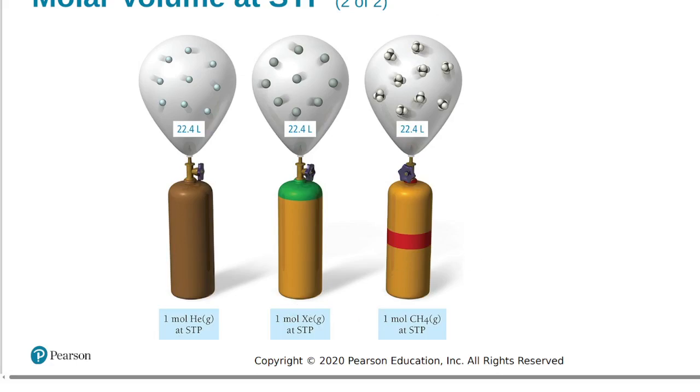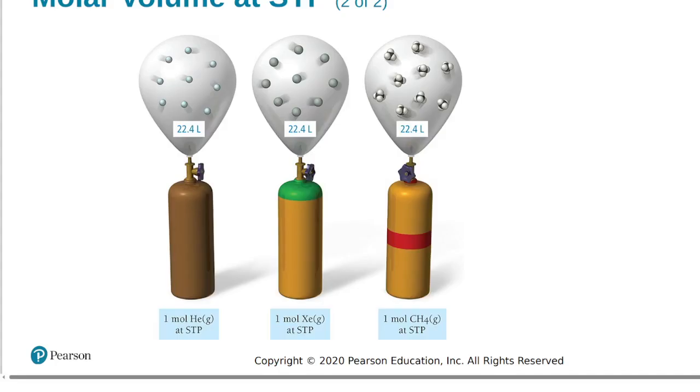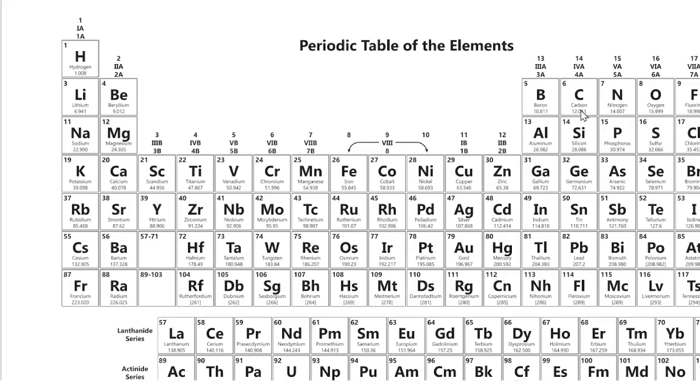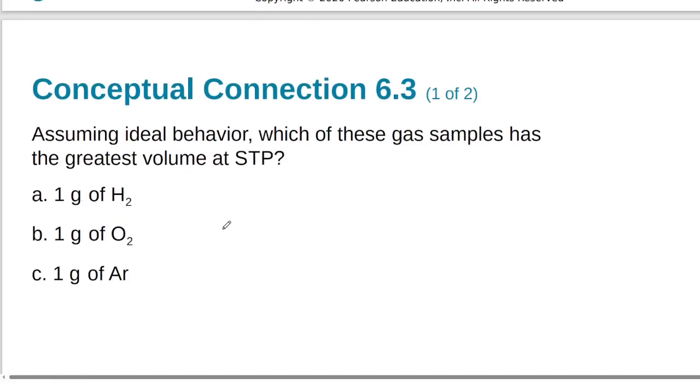But notice that from the periodic table, we can see that, for example, helium and xenon have different masses. Helium is 4 grams per mole, and xenon is 131 grams per mole, but they're both taking up 22.4 liters of space. So that means that the 22.4 liters of xenon would weigh more than the 22.4 liters of helium.